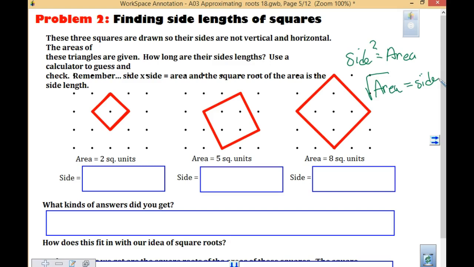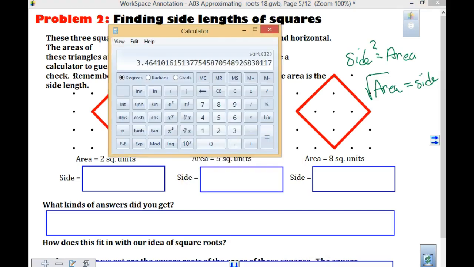So, I want you to work with area 2, use that square root button, right? So on our calculator, we can use our square root, or we can try and square it. So if we're guessing, area is 2. It has to be between 1 and, what two numbers? 1 squared is 1, 2 squared is 4. So it has to be between 1 and 2, right? So this number is going to be between 1 and 2 when you guess that.